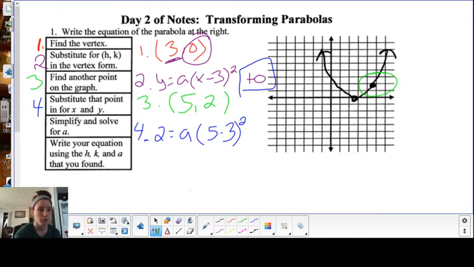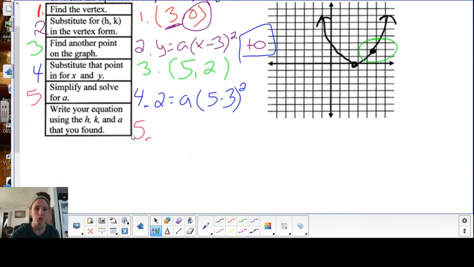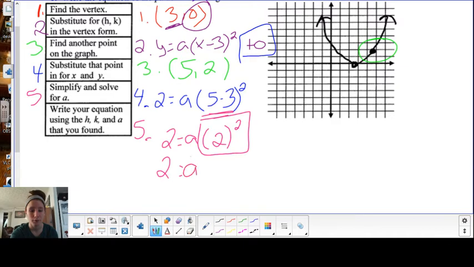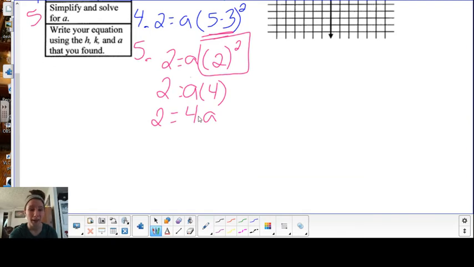Okay, next we're going to go ahead and solve for a. So step 5 is going to be kind of several steps in one. First things first, I know I can go ahead and subtract these. So I have 2 is equal to a times 5 minus 3 is 2 squared. Then I'm going to take this and square it, which is 4. Now, we should know that a times 4 is the same thing as 4a. I want to get a by itself, so I'm going to divide by 4. So a is a half.